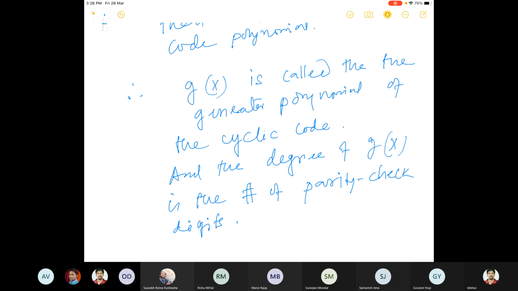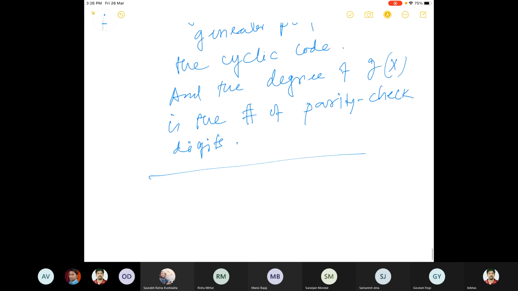Can anybody tell me whether we are done or still something is remaining? For example, if I give you some value, let's say n equal to 7, like last day, we had an example, k equal to 4, a Hamming code example. So what should be a polynomial of degree n minus k, which is 3? You can consider anything, right?